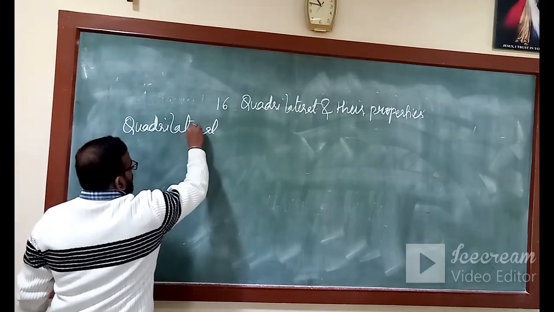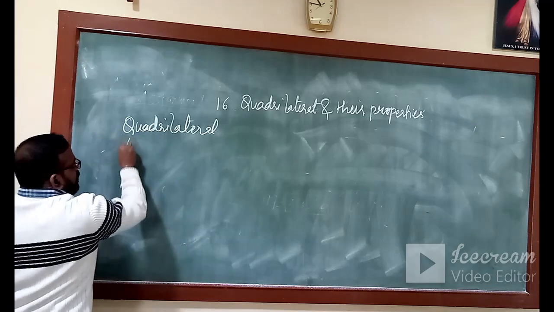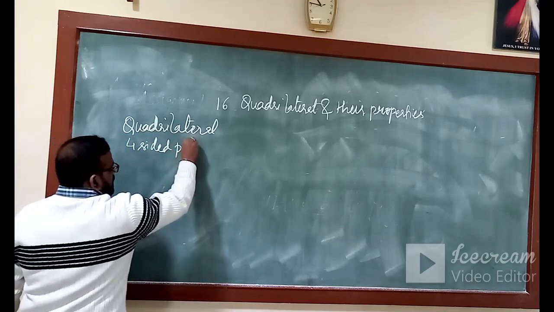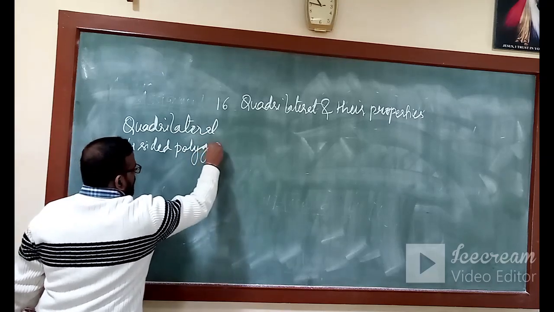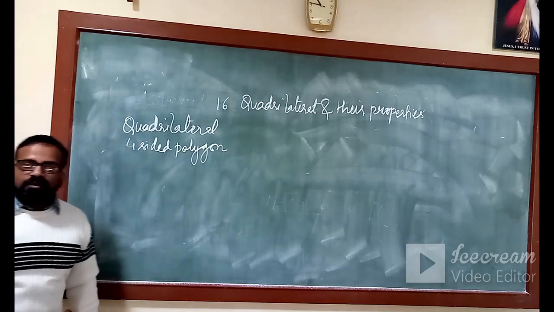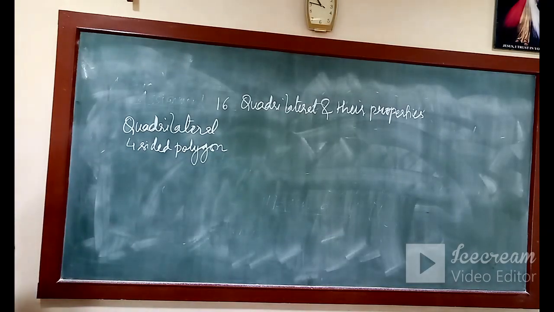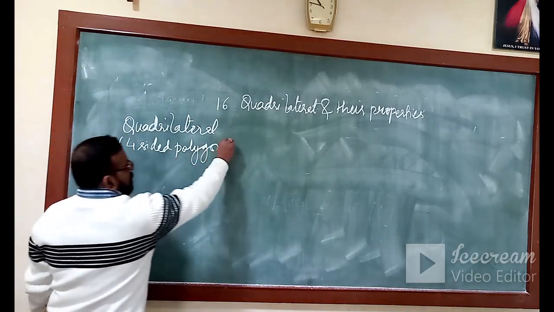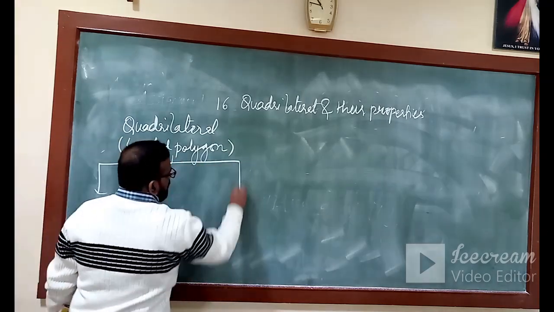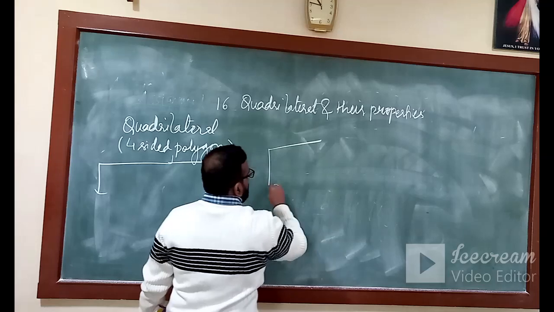As we already knew, it is a four-sided polygon. A polygon is actually a closed figure which is bounded by line segments. So a quadrilateral is a four-sided polygon. Suppose this is a quadrilateral I have made.